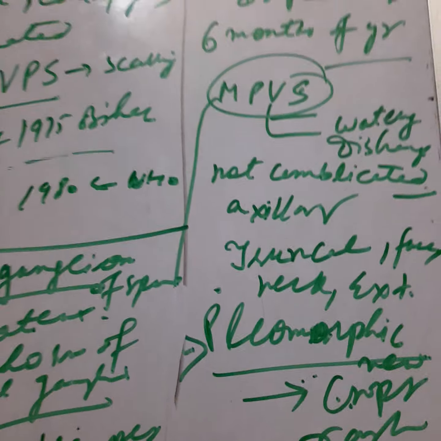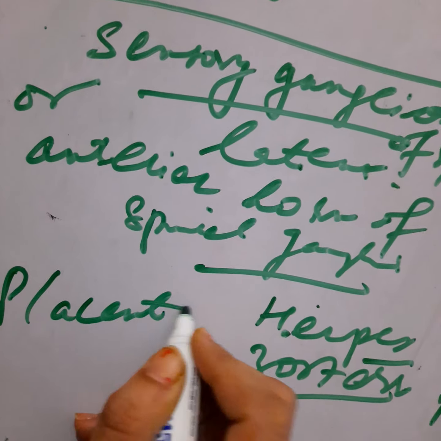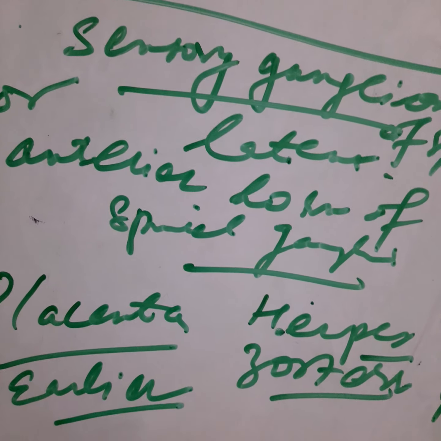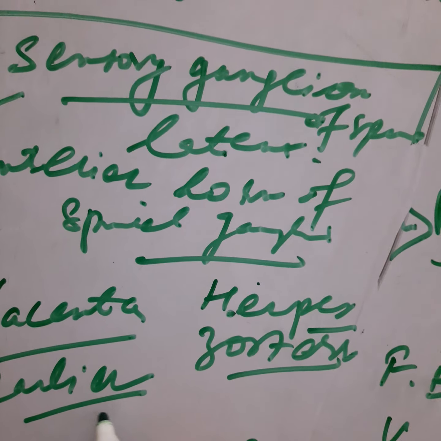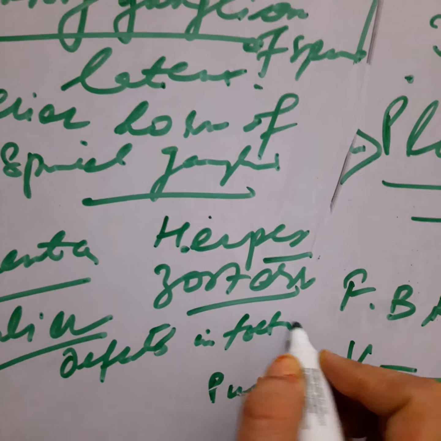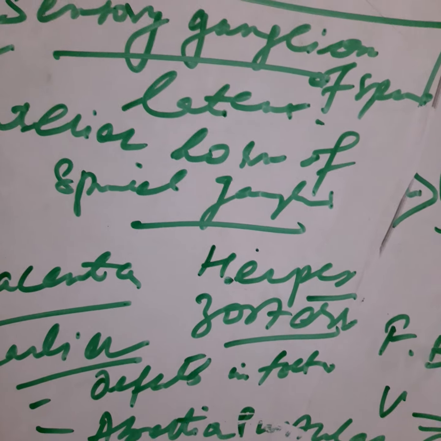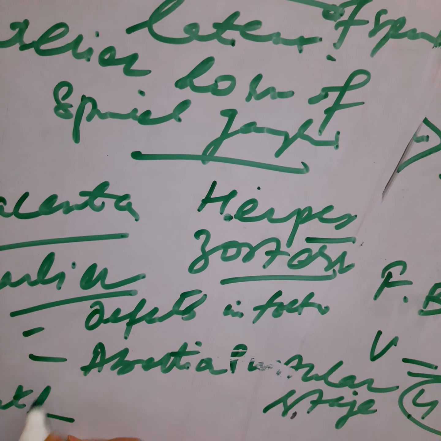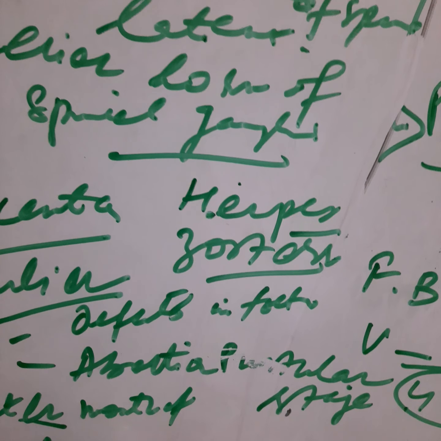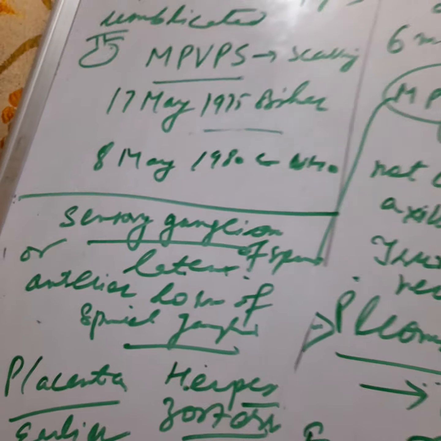And chickenpox virus can cross over the placenta. If it is in the earlier months, it may lead to defects in the fetus, and abortion might take place. And if it is in the later months of pregnancy, then the fetus may be born with the rashes.